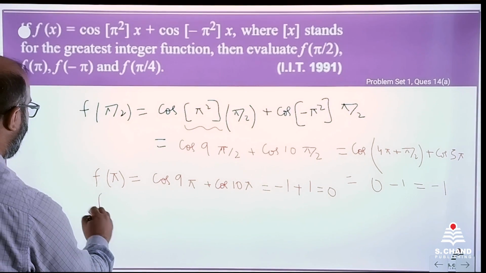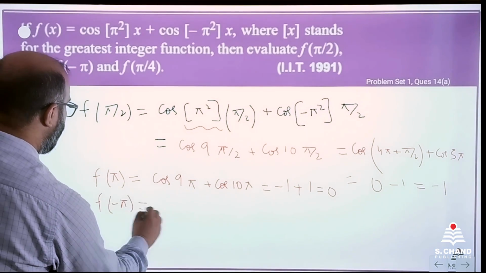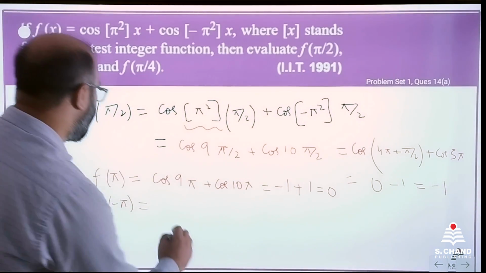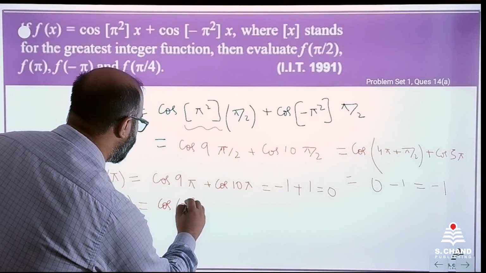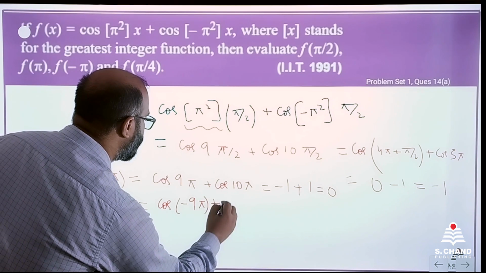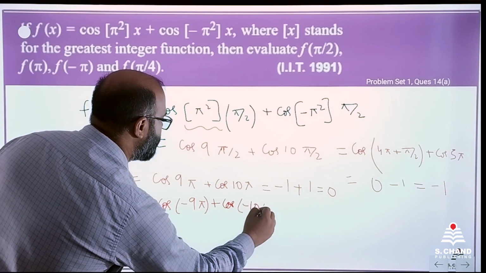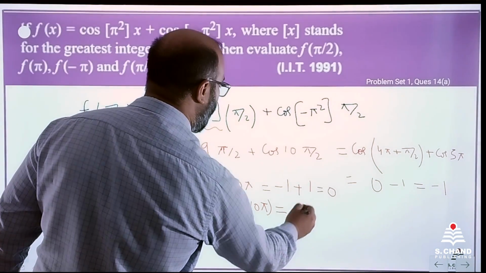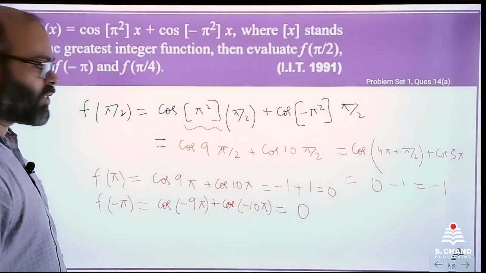If we take f of minus pi, what will happen? So this will become cos of minus 9 pi. Right, students? And this will become cos of minus 10 pi. And since minus sign can be absorbed in the cos, this will also give you 0, as it will give you minus 1 plus 1.